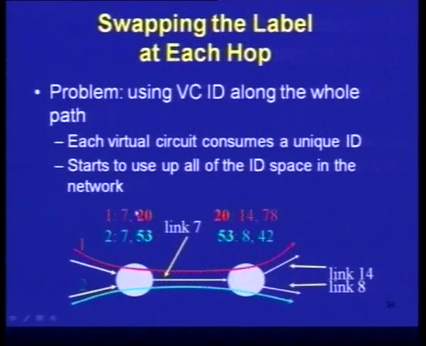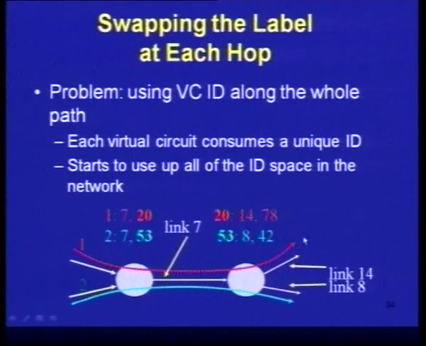Now when this ID 20 comes over here to switch 2, it is sent out on link number 14 with an ID of 78. So you can see that there are 3 different virtual circuit identifiers that are being used over here. One is the identifier that is used over here, which gets switched to the ID 20. Now 20 is the VC ID that is carried on link 7, and when 20 reaches switch 2, it is automatically switched on link 14 with an ID of 78.